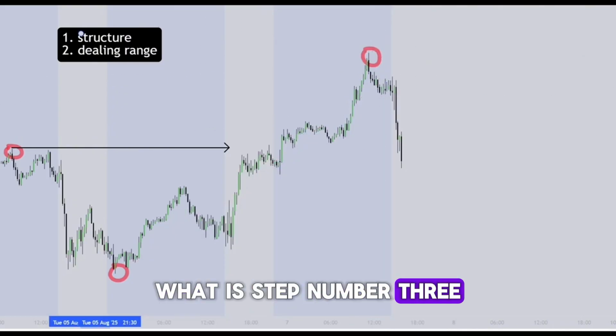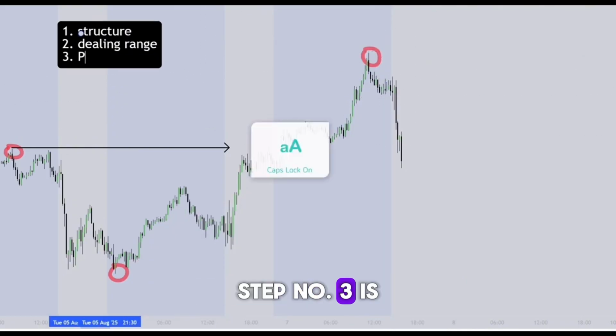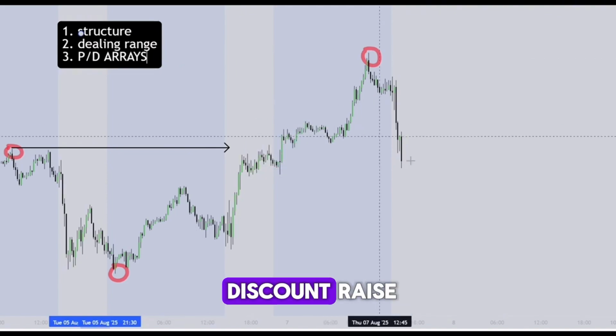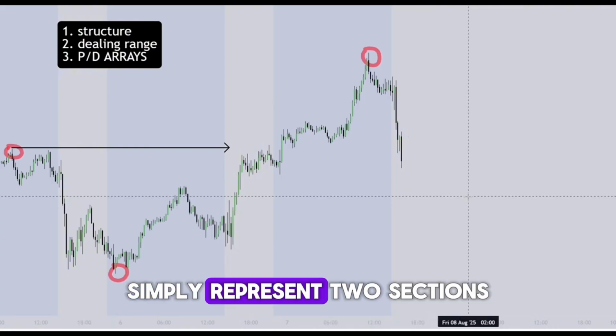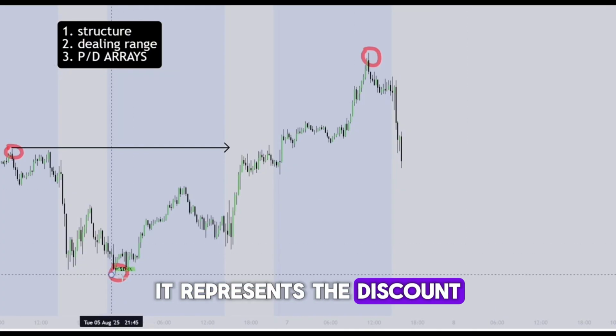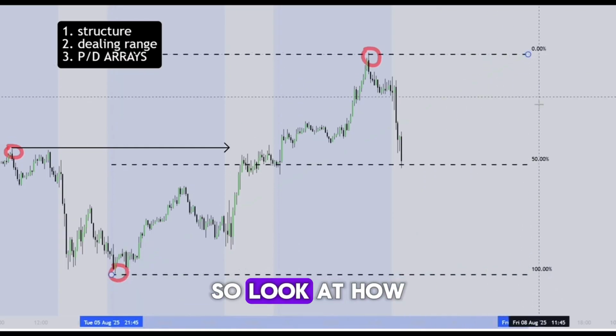What is step number three? Step number three is PD arrays. And so the PD arrays, or the premium and discount arrays, simply represent two sections of the dealing range, right? It represents the discount and the premium, right? So look at how I've done that.